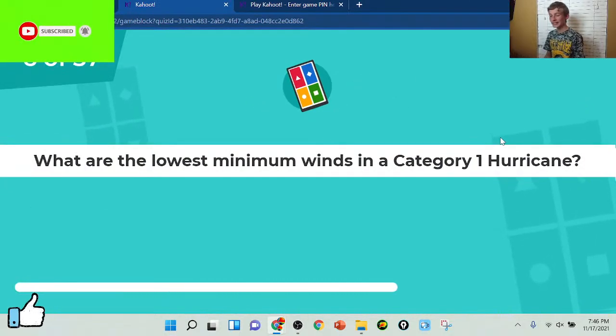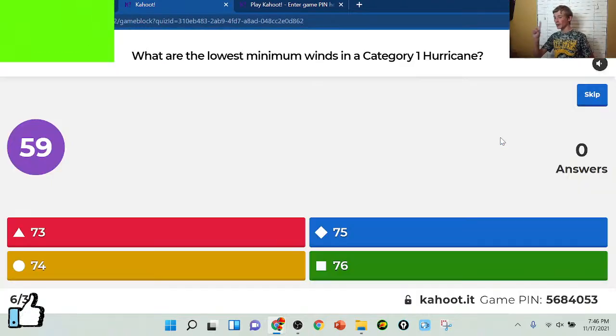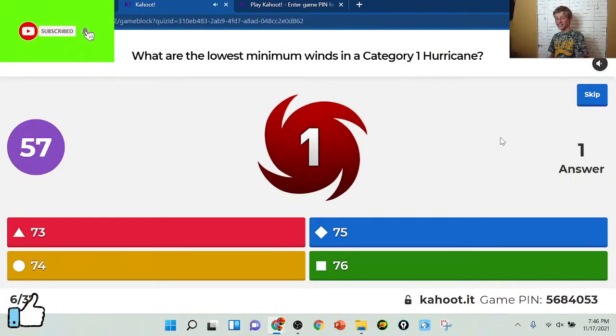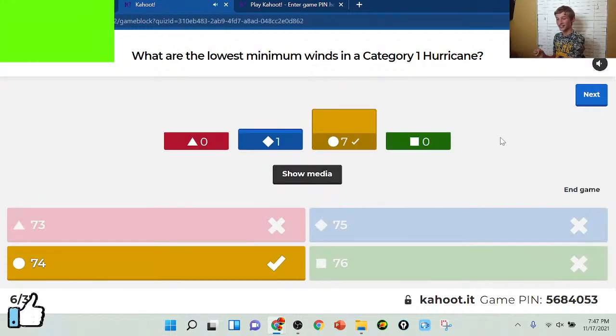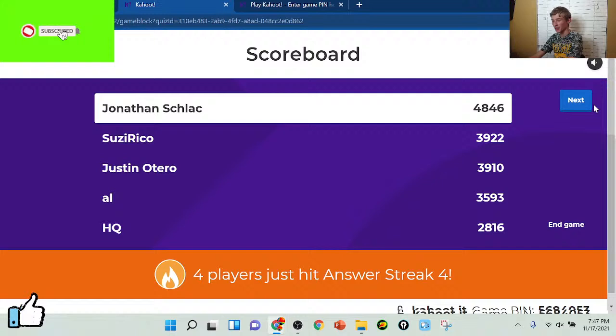Now, what are the lowest minimum winds in a Category 1 hurricane? Is it 73 miles per hour, 75 miles per hour, 74 miles an hour, or is it 76 miles per hour? For those of you who were paying attention, just a hint, yes, perfect. The answer to this was just on the last question. Yes, good. 74 miles an hour is the lowest minimum winds in a Cat 1 hurricane. Jonathan Shellac still maintaining the lead.